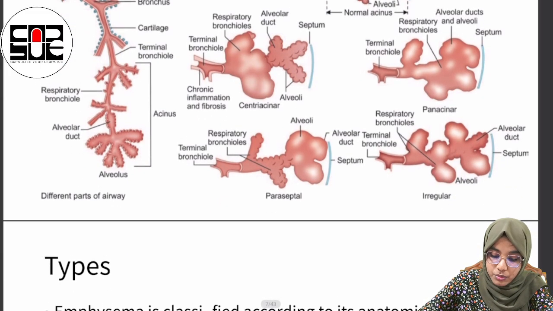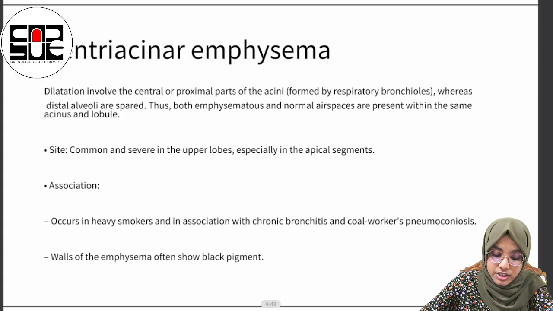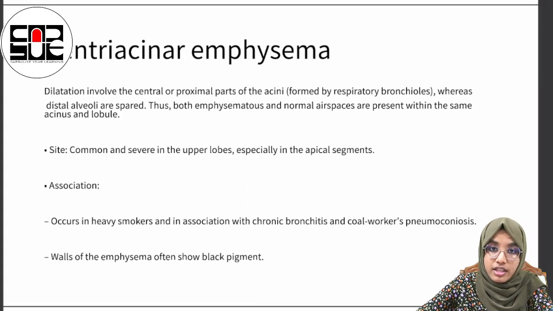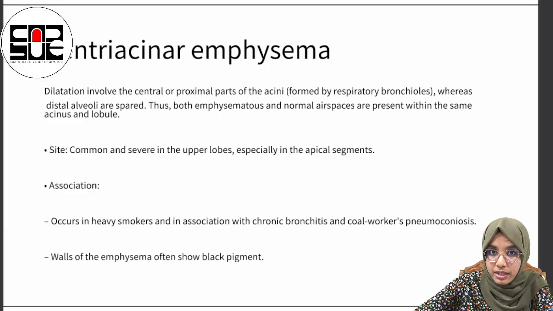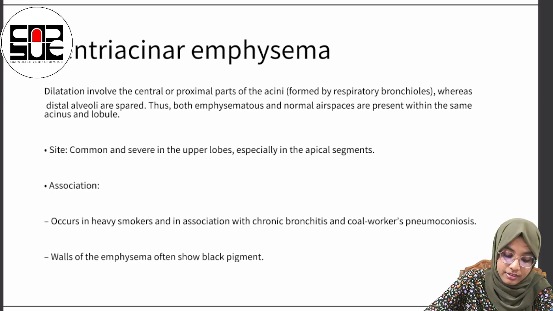So let's move on to the types of emphysema in detail. Starting with centriacinar emphysema, it involves the central or the proximal parts of the acinus which is formed by the respiratory bronchioles, and the distal parts will be normal. So in a patient who is having centriacinar emphysema, there will be both normal air spaces and emphysematous air spaces in the same lobule and acinus.